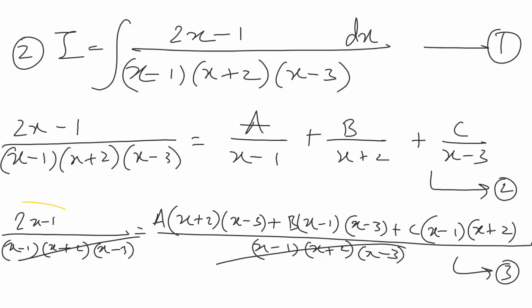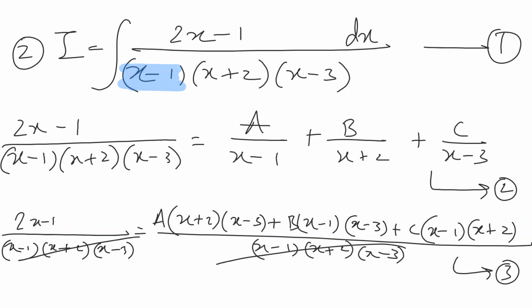What is equation number 3? It is 2x minus 1 is equal to this entire thing. A into x plus 2, x minus 3 plus b into x minus 1, x minus 3 plus c into x minus 1, x plus 2. Okay, so this is equation number 3. Now look at each and every linear factor.